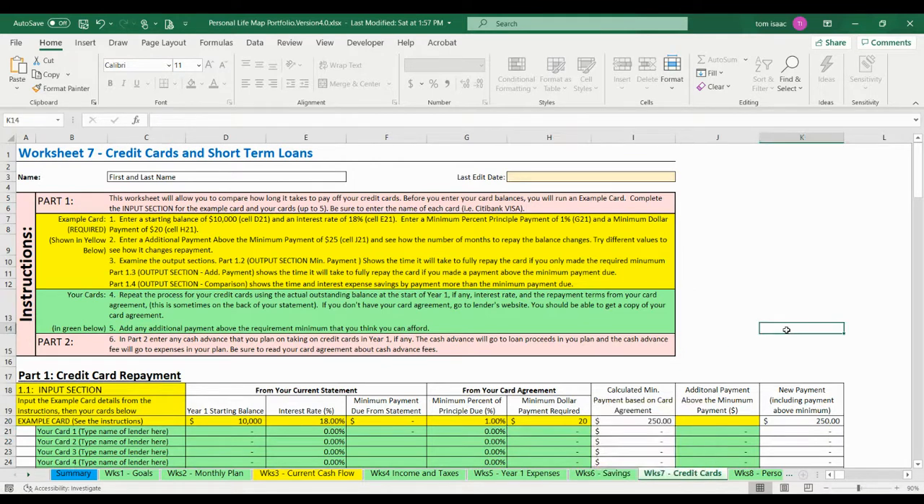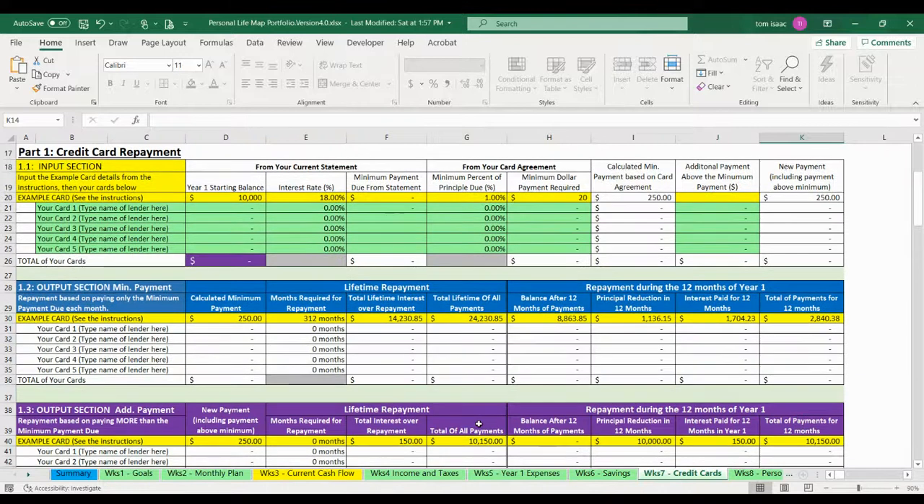This will calculate the repayment of this credit card if I just paid the minimum amount based upon these particular terms. If I go down and look at the output section, you can see that this $10,000 balance will require that I pay this over 312 months, paying a total of $14,000 in interest.